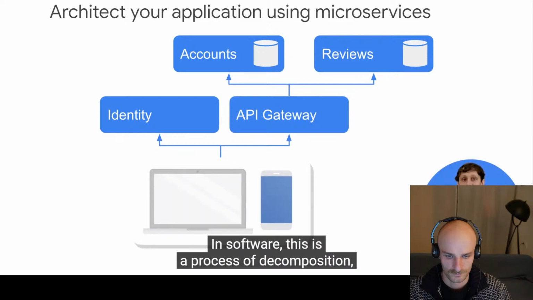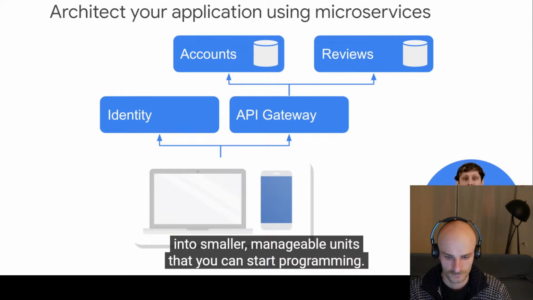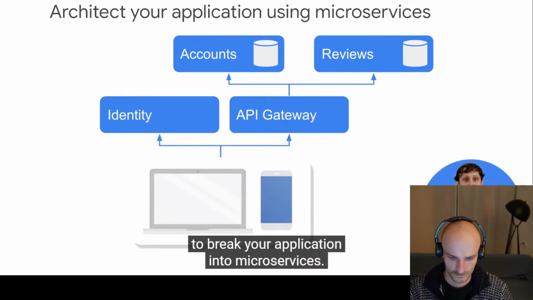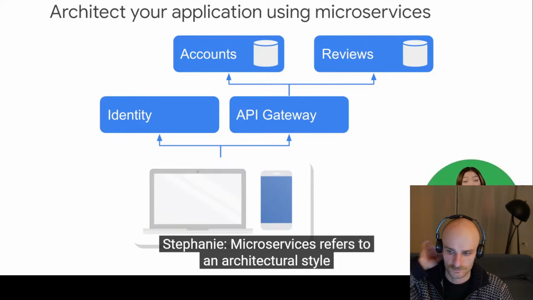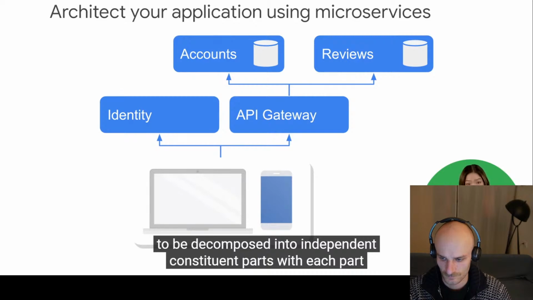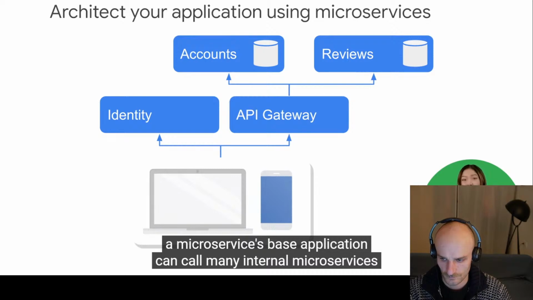In software, this is a process of decomposition, breaking the big thing, your program, into smaller manageable units that you can start programming. In a modern cloud-based system, it is considered a best practice to break your application into microservices. Microservices refers to an architectural style for developing applications. Microservices allow a large application to be decomposed into independent constituent parts, with each part having its own area of responsibility. To serve a single user or API request, a microservices-based application can call many internal microservices to compose its response.